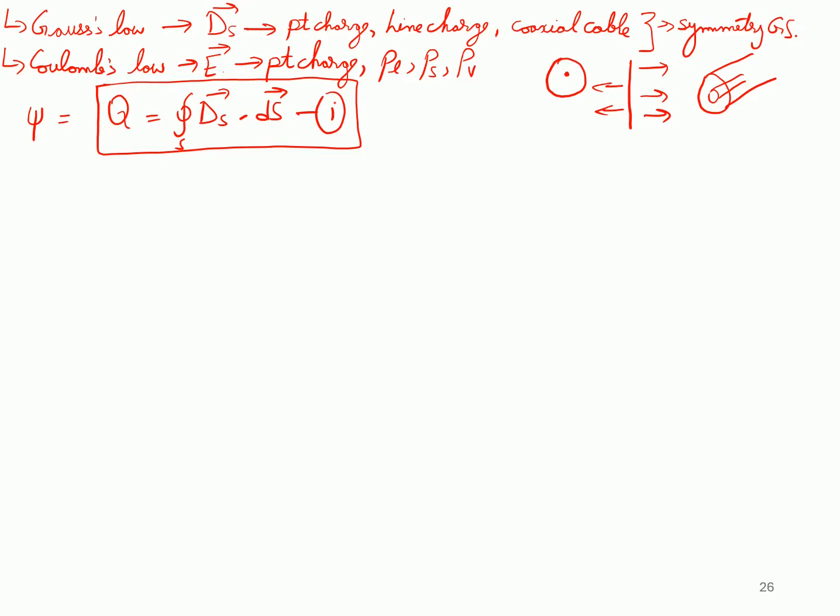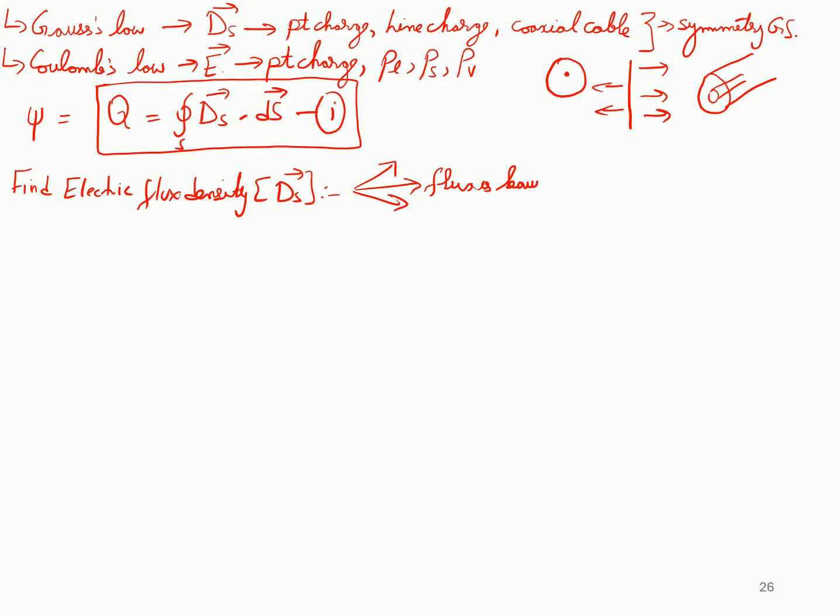So in order to find the electric flux density, which is represented as D of S, we need to have a few conditions in mind. Remember, this S means that the flux is leaving the surface. Okay, so there are two conditions that we have to keep in mind.